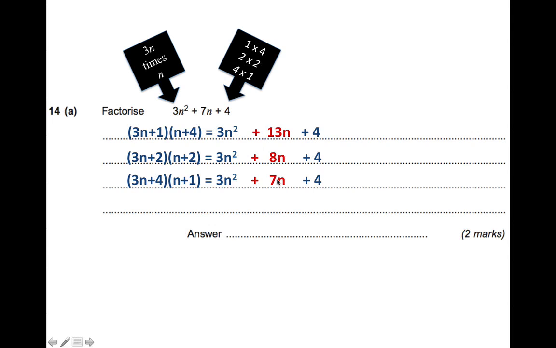And then we can see that it's the same as 3n plus 4 brackets times n plus 1 in brackets. So to answer the question, factorize it. It factorizes into those brackets 3n plus 4 times n plus 1. So there's a little bit of common sense and a little bit of trial and error involved in that.